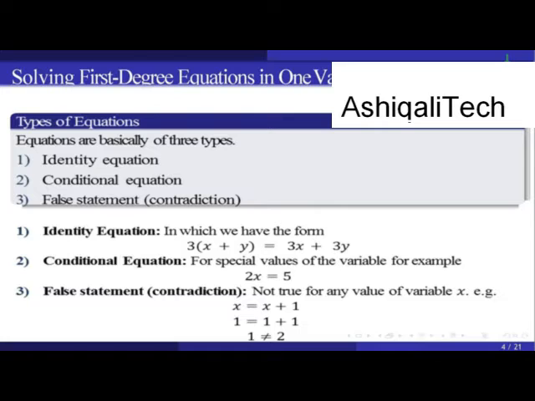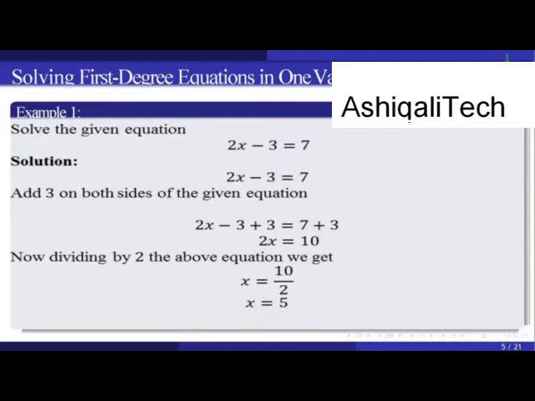For example, if we write x is equal to x plus 1, then this is not true for any value of x. For example, if we put x is equal to 1, we get 1 is equal to 2, which is not true because 1 is not equal to 2. Dear students, now we solve a linear equation.